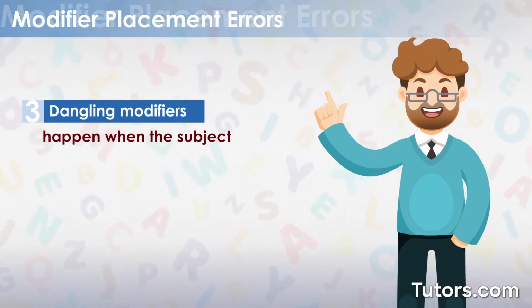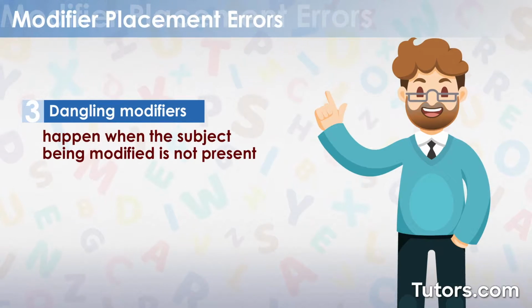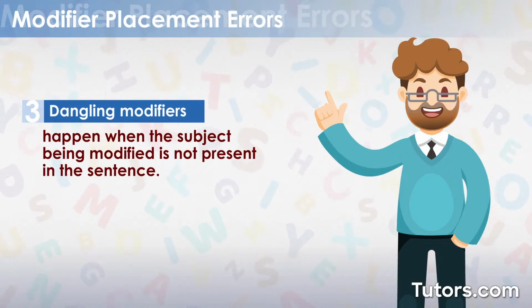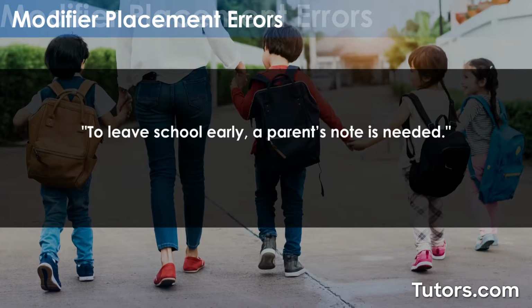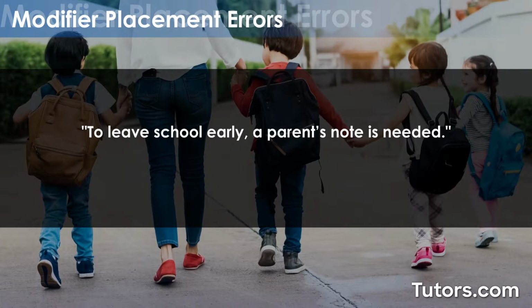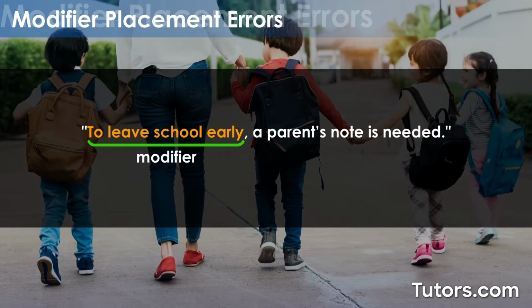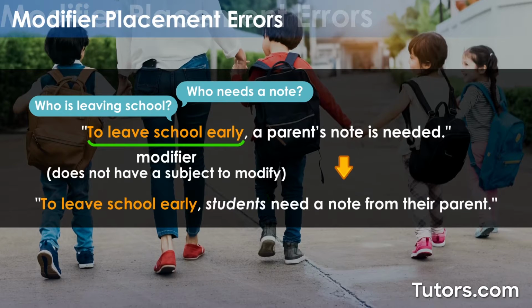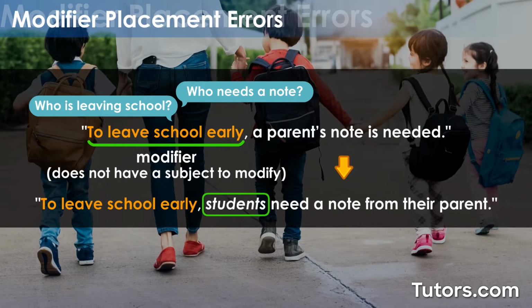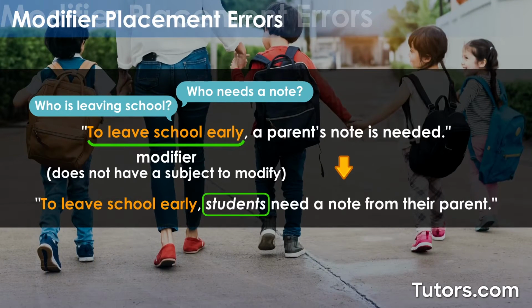Dangling modifiers happen when the subject being modified is not present in the sentence. To leave school early, a parent's note is needed. The modifier "to leave school" does not have a subject to modify. By adding the subject "students," the sentence no longer has a dangling modifier.